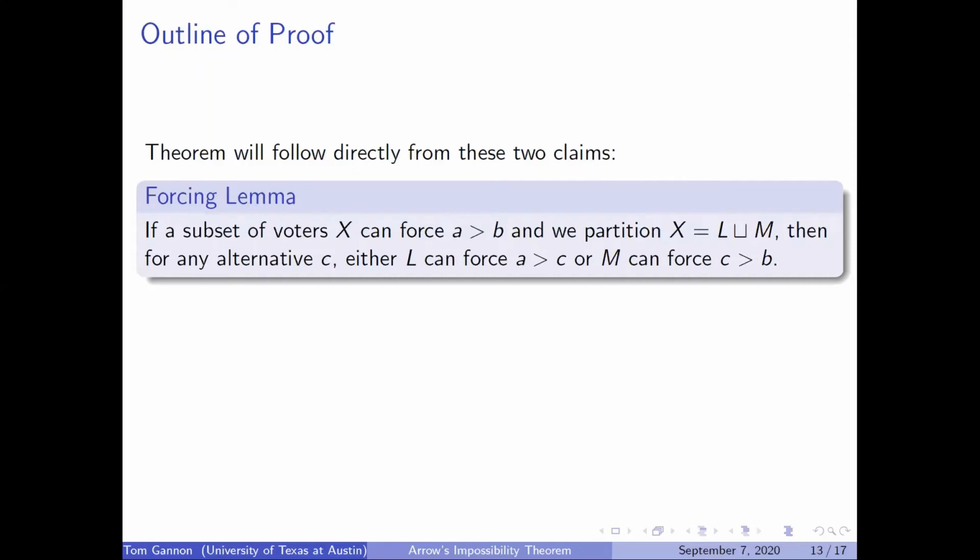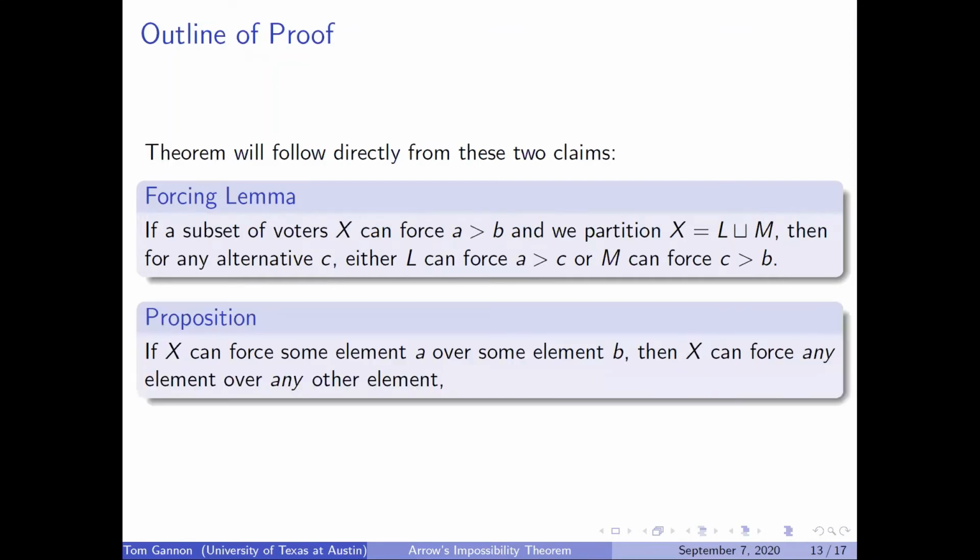Why can M force C over B if? Sorry, this is an or statement, but I'm just telling you the statement of the lemma. I'm not proving the lemma yet. But it's an or statement, so I'm not saying that M can definitely force C over B. What I am saying is that if M can't force C over B, then L can definitely force A over C. And by the way, there's a small typo. This should say third alternative, I believe. So a third alternative C different from A and B. But we'll just keep that in mind in the future.